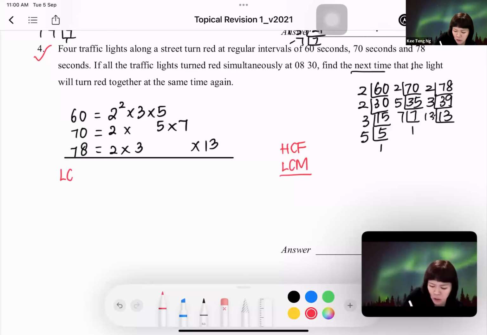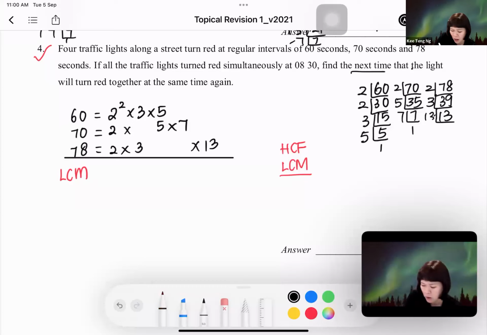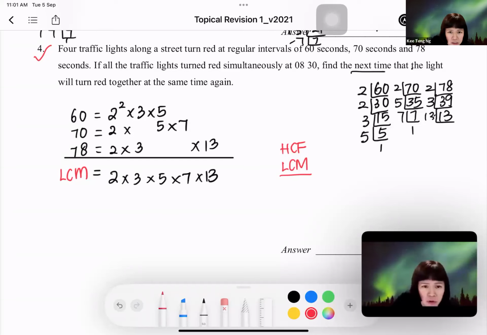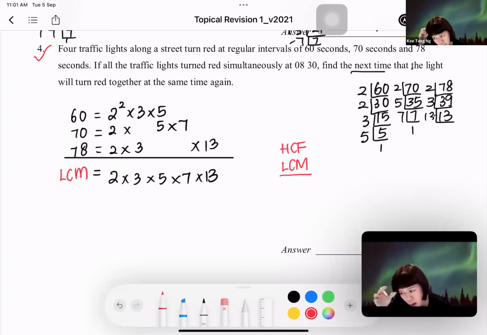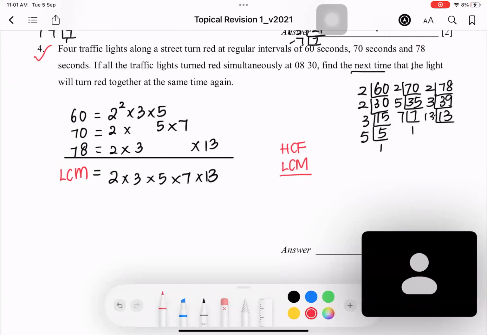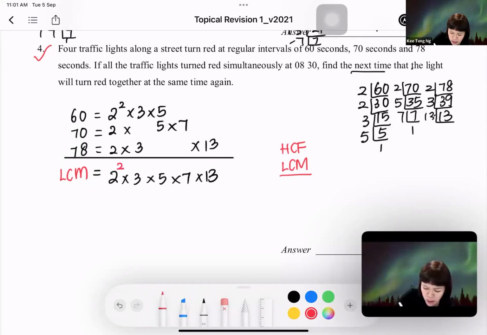Very good. For the lowest common multiple, I'm going to choose all factors. So I need 2, 3, 5, 7, and 13. But am I going to choose all factors with the highest or lowest power? Anyone? Highest power, yes, thank you. So I choose 2 squared and no other powers.